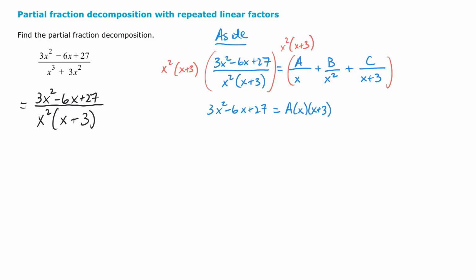Yeah. And then what do we have for the second term? We have b times x plus 3. And then for the third term, we simply have plus c times x squared.